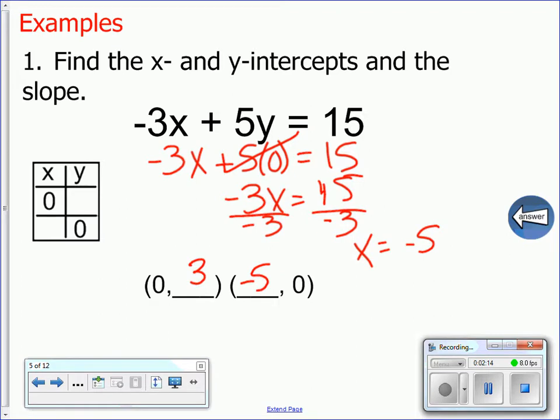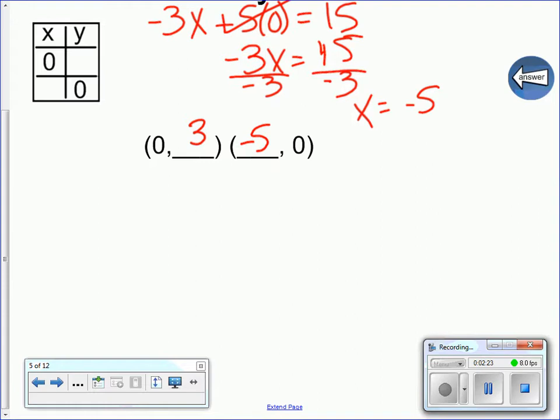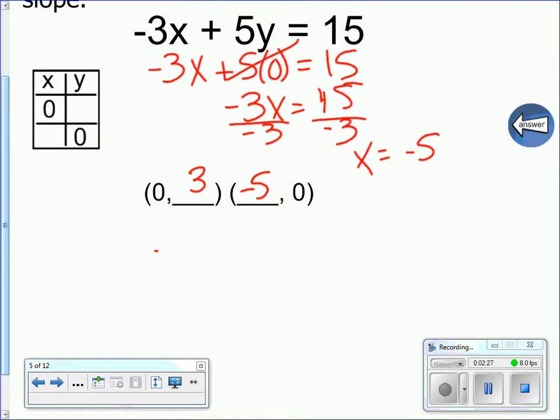Then it says and the slope. Oh, it asked me for the slope. Oh, I'm going to have to put it in slope-intercept form in order to find the slope. So I start with my equation, -3x plus 5y equals 15.